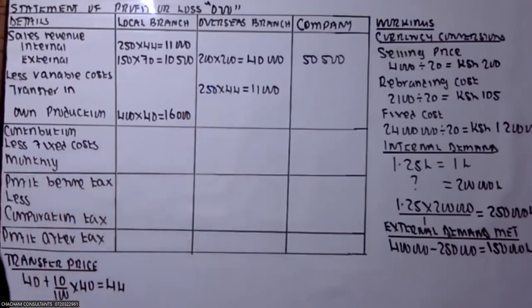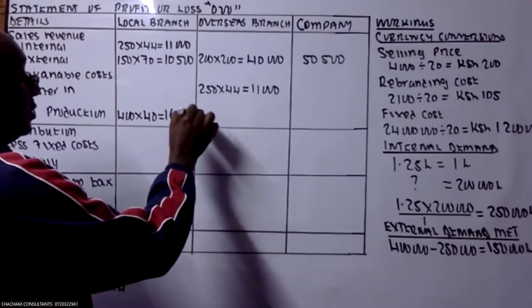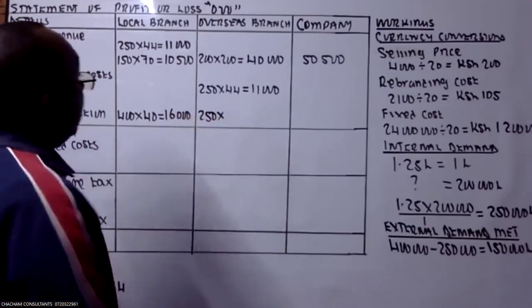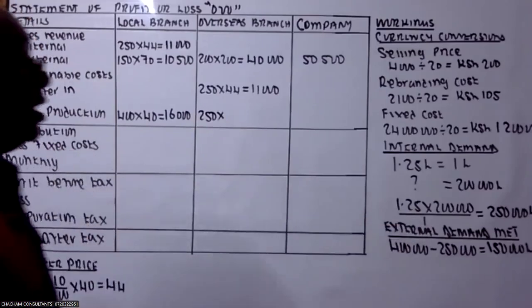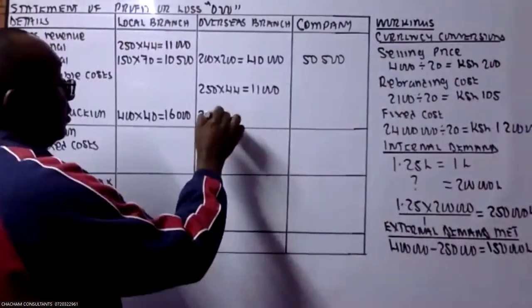Now, the conversion cost of rebranding processed milk per liter. So they are rebranding. So the liters that watapata 250 liters. Hizo ndio wana rebrand. So sio hii ya 200. 200 is the output. So the one that they shall rebrand, they're rebranding at 105.